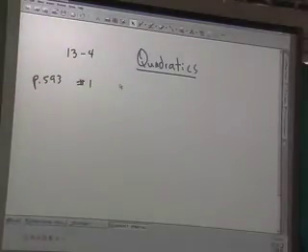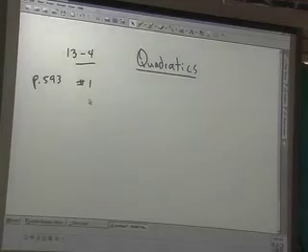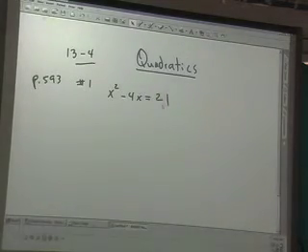Okay, so let's take your basic problem on page 593 from your homework. This is 13-4, chapter 13, section 4 in the book, and this is number 1. It's pretty straightforward. x squared minus 4x equals 21.